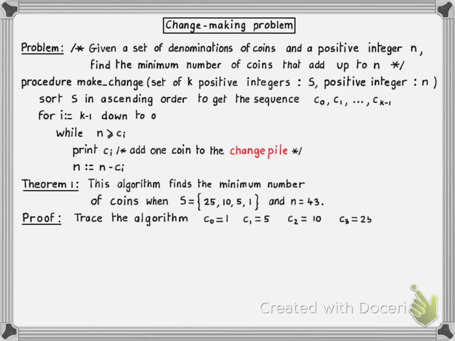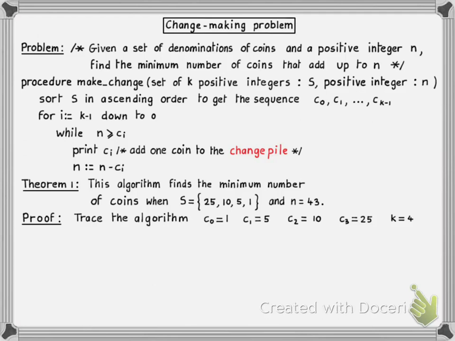Now, the first step in the algorithm is to sort the elements of the set. Remember, a set is not sorted, but we're going to convert this set into an ordered sequence using one of the sorting algorithms that we talked about earlier. So as a result of the sorting, we get the coin denominations sorted from 1 up to 25 and indexed from 0 to 3. In other words, k is equal to 4. We have 4 different coin denominations.